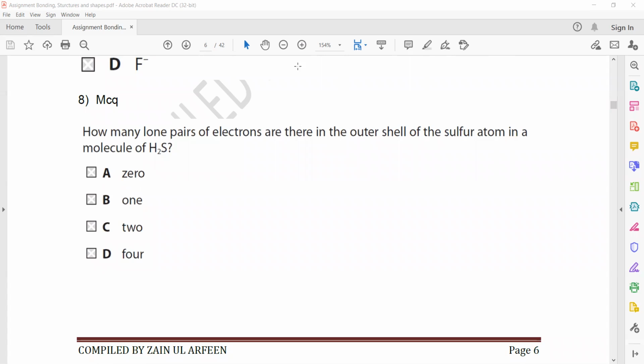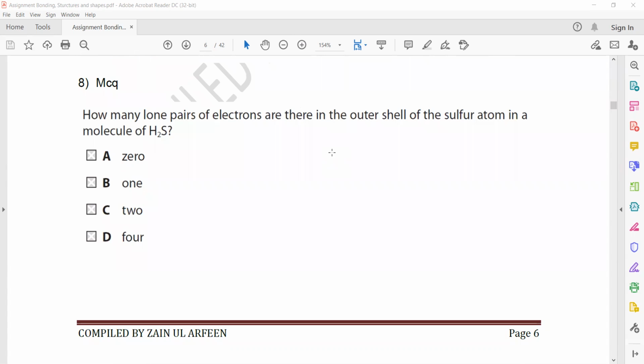In question 8, how many lone pairs of electrons are there in the outer shell of the sulfur atom in the molecule of H2S, or hydrogen sulfide? In H2S, sulfur belongs to group 6, so it will share 2 electrons, and each hydrogen will share 1, so the unshared will be 4. But they are asking how many lone pairs there are. 4 electrons, and this is 1 pair, and this is the second pair. So there are 2 pairs, that's why C is the right answer.